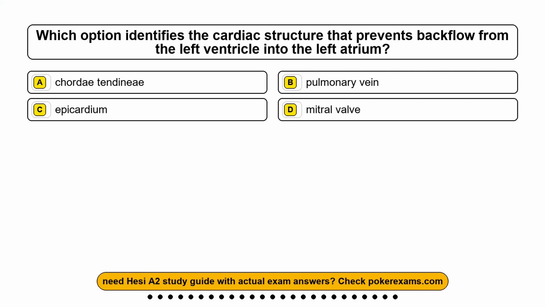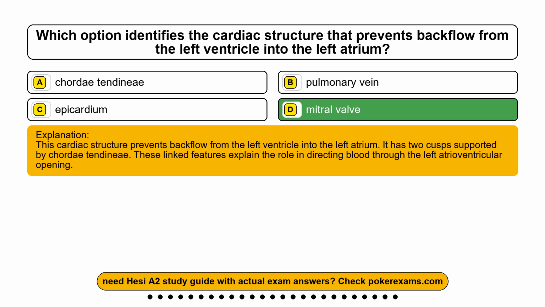Question 1. Which option identifies the cardiac structure that prevents backflow from the left ventricle into the left atrium? Option A, chordae tendineae. Option B, pulmonary vein. Option C, epicardium. Option D, a mitral valve. The correct answer is option D, mitral valve.